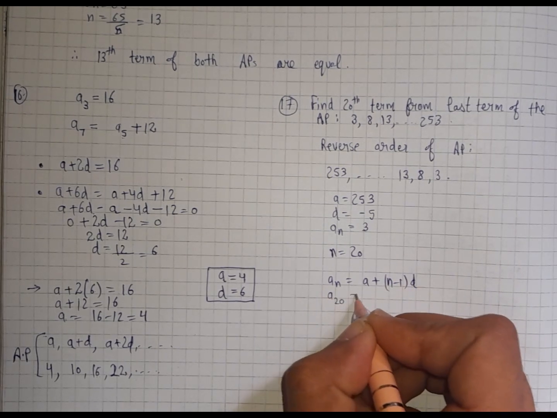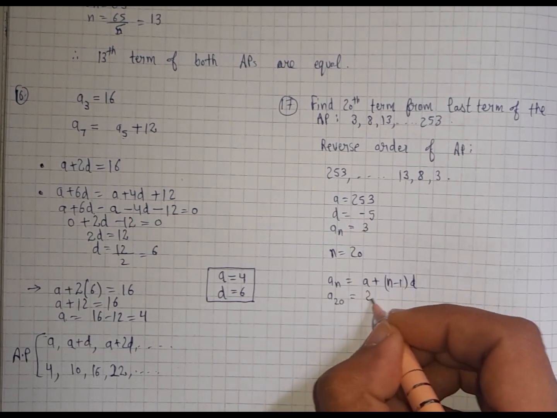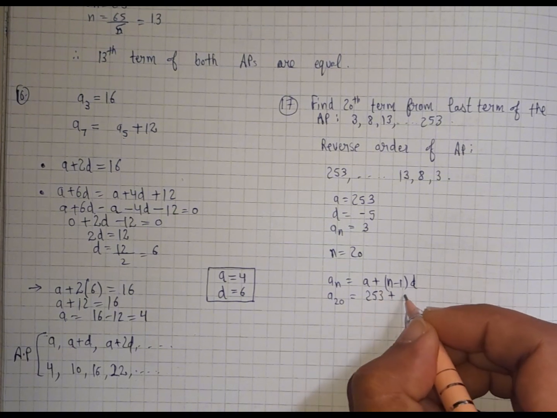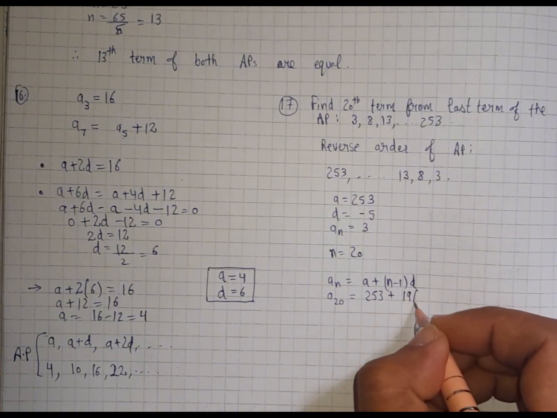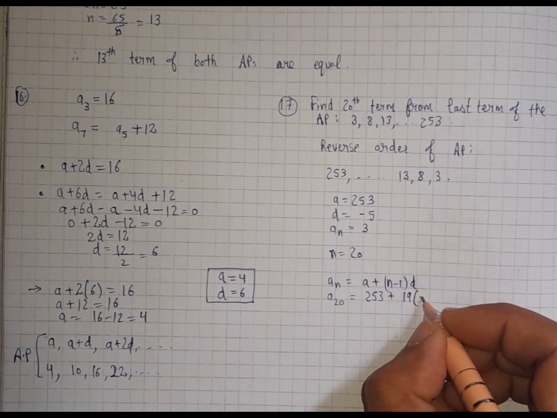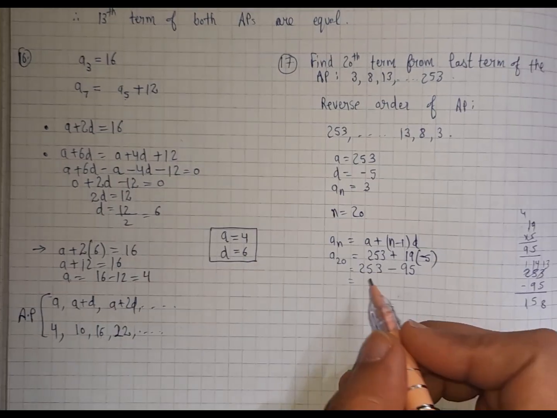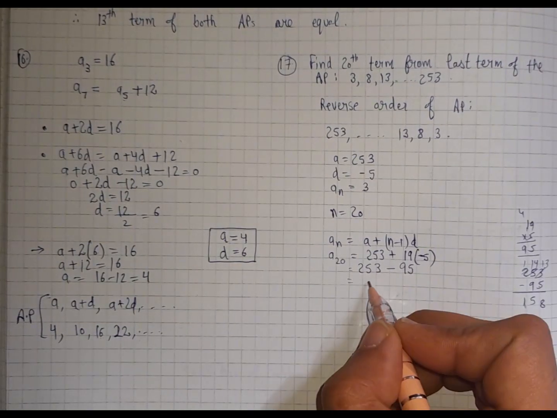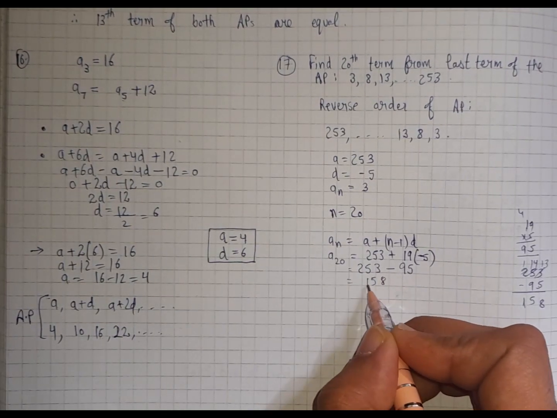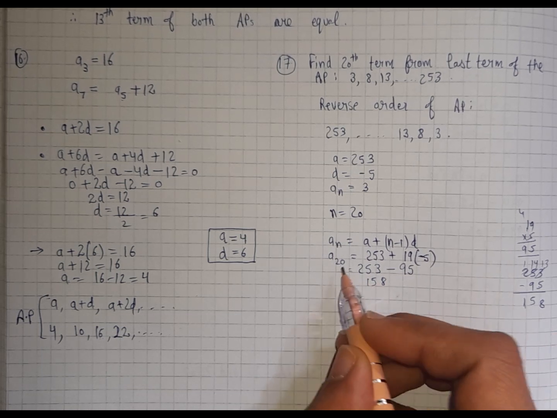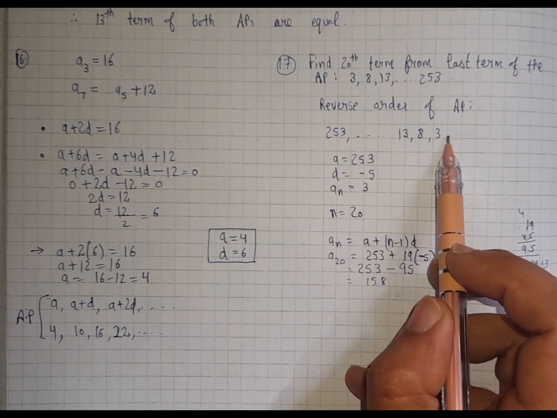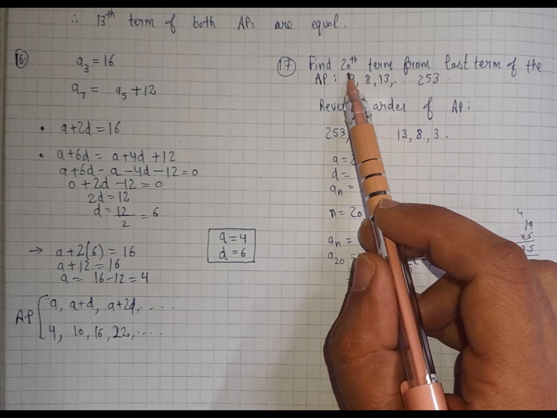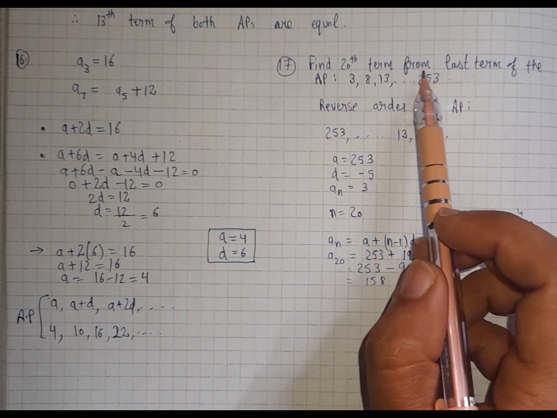So by the nth term formula, A20 equals A plus 20 minus 1, that is 19, into D, minus 5. 253 minus 95 equals 158. So 158 is the 20th term from the last of this AP.